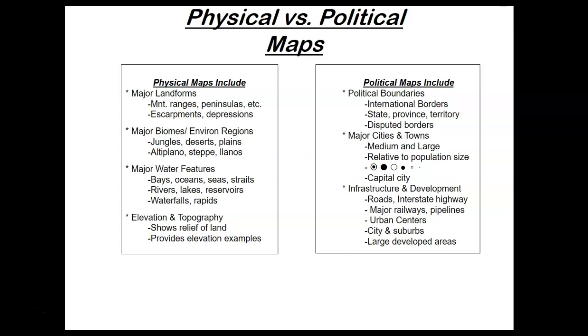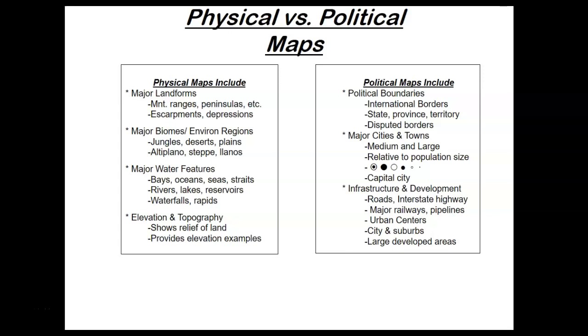You're going to show major environmental regions, which we call biomes. So get a sense with your coloring. If it's dark green, maybe those are the jungles. If it's light brown, that's probably where the deserts are. Maybe some of your country landforms have certain names, like a llano or an altiplano or a steppe out in Russia.